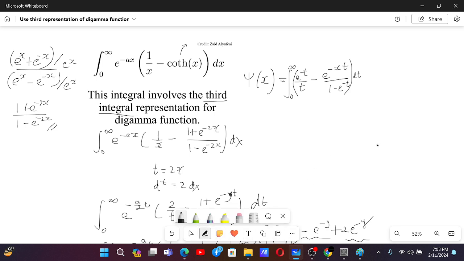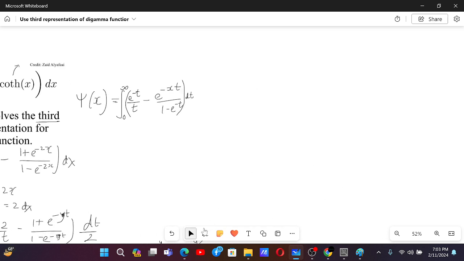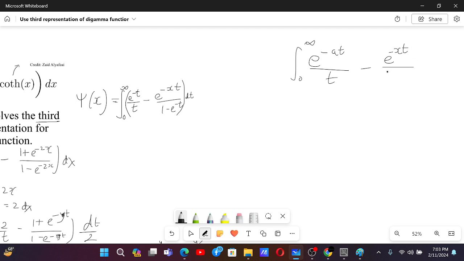So now let me make a new formula, which is a slight modification of the digamma function. What do we do when we have such cases, such as when we have (e to the power minus at by t minus e to the power minus xt) by (1 minus e to the power minus t)? We don't have that thing over here. In such cases, what we can do is just subtract and add that term.